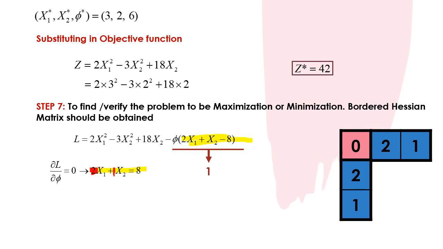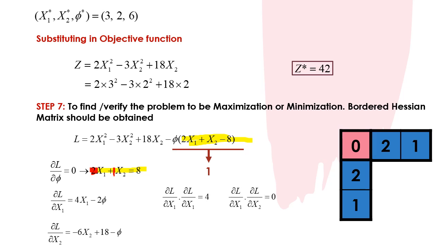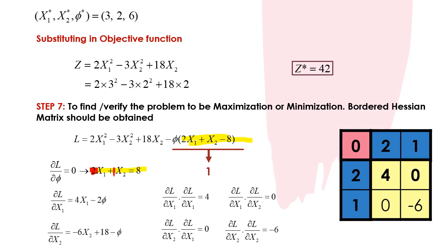It depends on the number of variables available in my objective function. First I have to partially differentiate dou L by dou x1, similarly dou L by dou x2. So dou L by dou x1, again differentiating with respect to x1, I will get 4. Differentiating with respect to x2, I will get 0. And differentiating dou L by dou x2 with respect to x1, we will get 0. Again differentiating, we will get minus 6. So these values will be entered here, which will be 4, 0, 0, minus 6. So this is my bordered Hessian matrix.